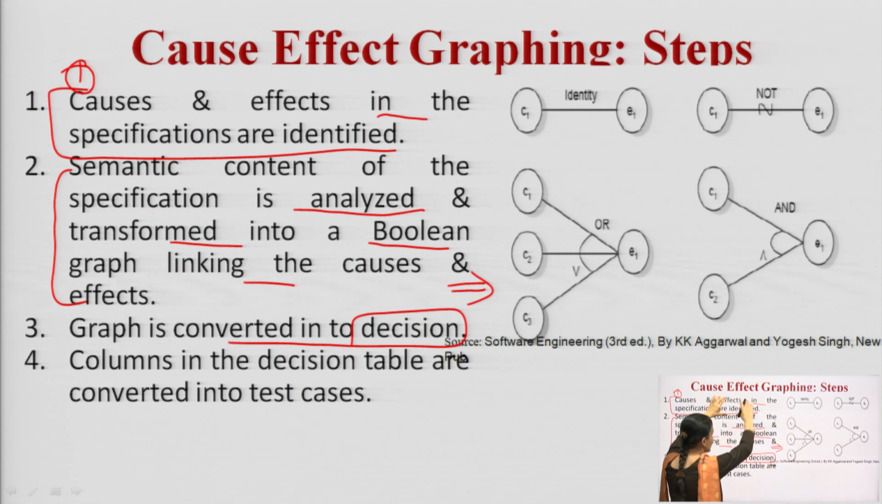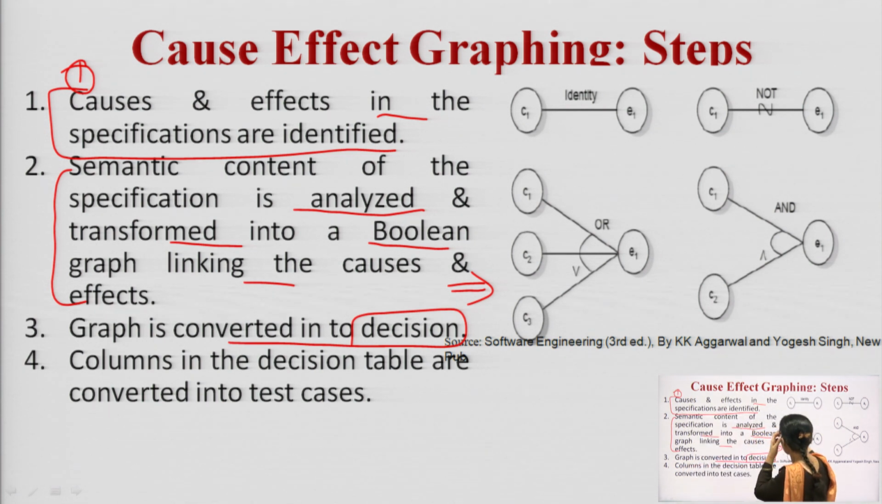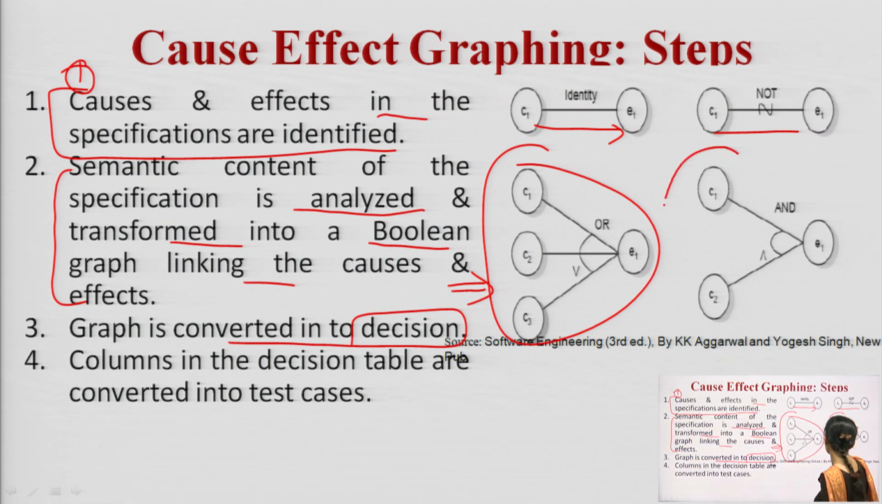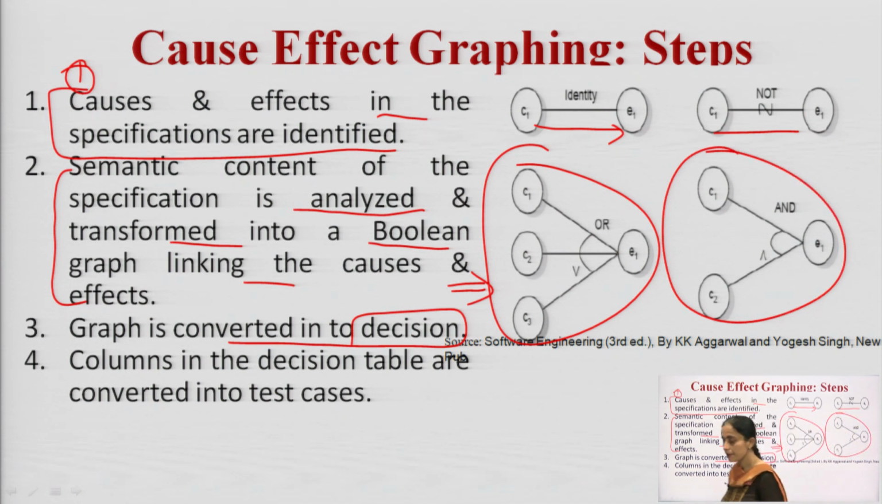So first I identify the inputs, second I make a Boolean graph representing the input and output in the form of cause and effect. After that I draw the decision table and from that decision table I move on to the test cases. If there is identity, I move from C1 to E1. If it is not the case, I will do it like this. If there is an OR condition, then from any input I can move on to the effect, the output condition. I will represent it like this, with C1 and C2. If all the conditions must hold in my program, then I reach the effect.